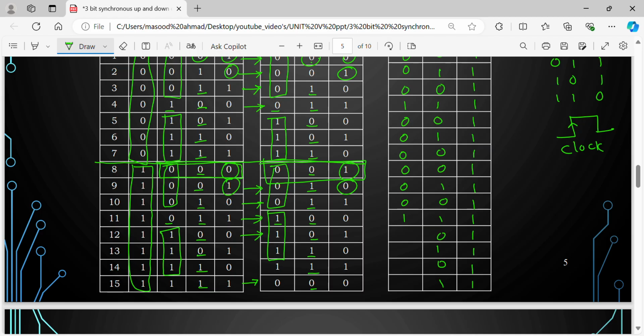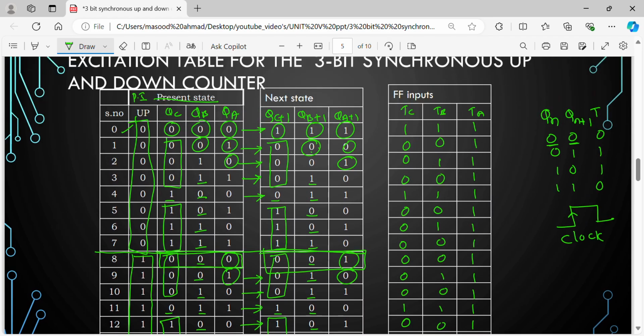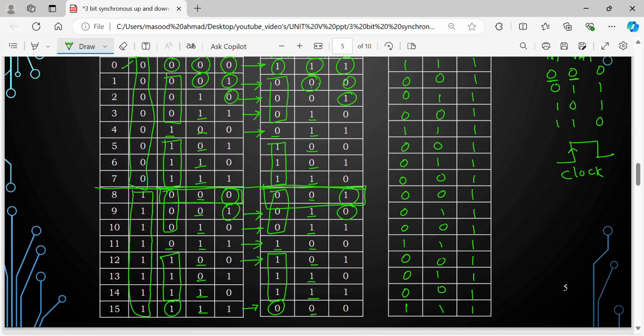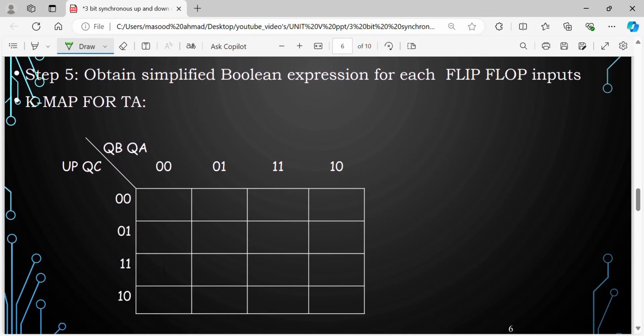Okay, this is 0 1, that is already covered. What I try to do is this 3 should be compared with the QC plus 1, this 3. So this 3 is 0 0 0. When I compare this one with this 0, so it is different. So now I got the values of what exactly? TA, TB, TC.